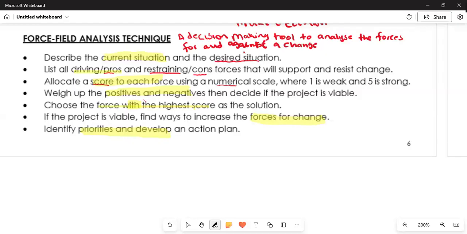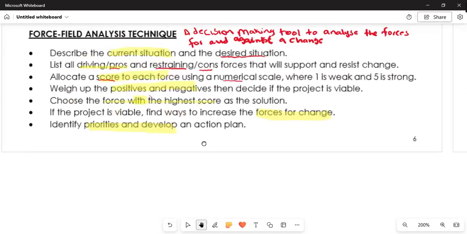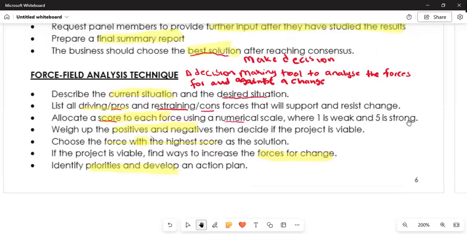Now identify priorities and develop an action plan. This is where we can say, let's apply for a loan, provide staff training, and install the machinery in phases. So that is what force field analysis is all about.